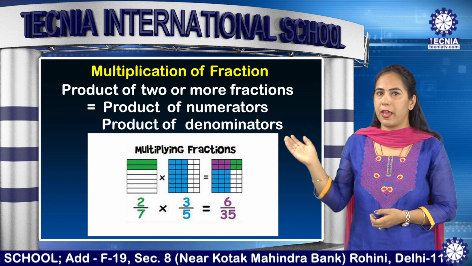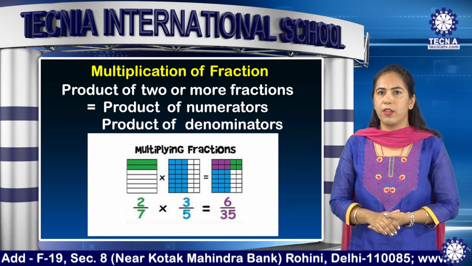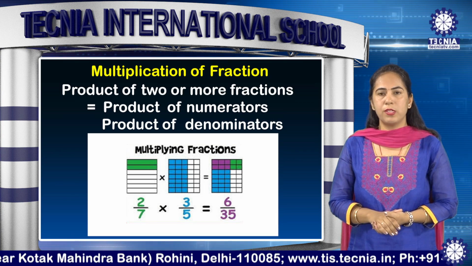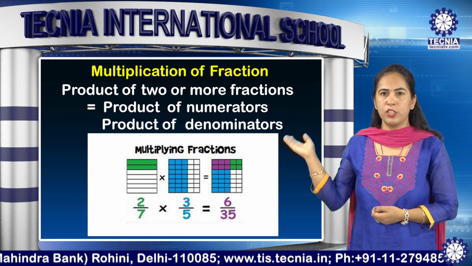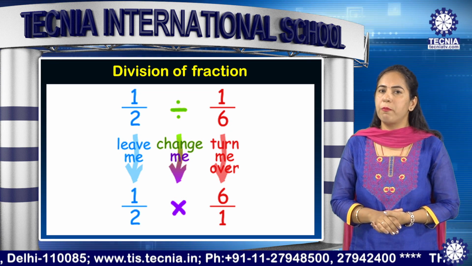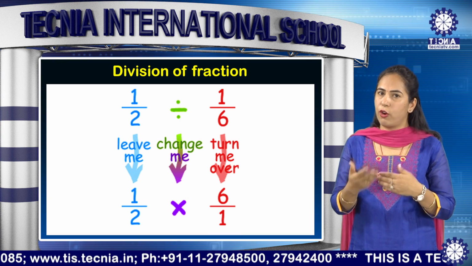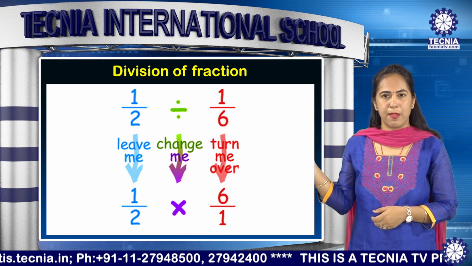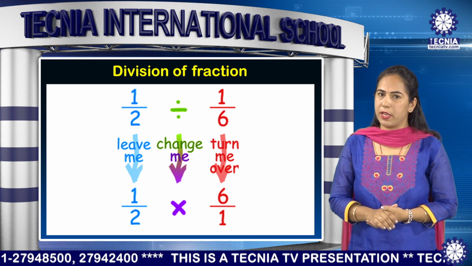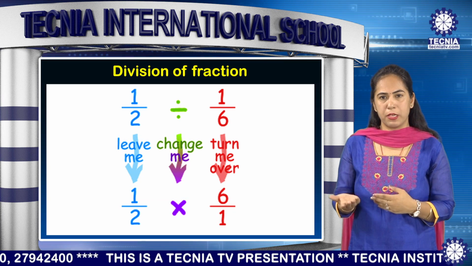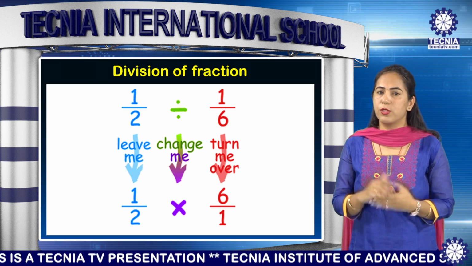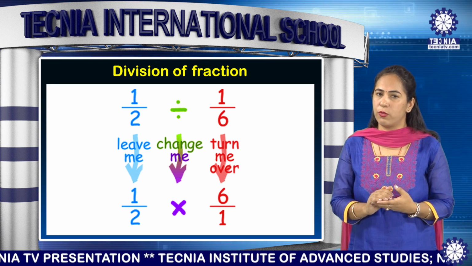Like here, we are multiplying 2 by 7 and 3 by 5, where the answer becomes 6 by 35. Here we have multiplied the numerator with the numerator and the denominator with the denominator. Division of fractions. To divide a fraction by a fraction, we multiply the fraction by the reciprocal of the divisor. Now I am giving an example. 1 by 2 divided by 1 by 6. 1 by 2 will remain 1 by 2 and the divide sign will change into a multiply sign, and 1 by 6 will be reciprocated, which will become 6 by 1. So the answer becomes 6 by 2, which is equal to 3.